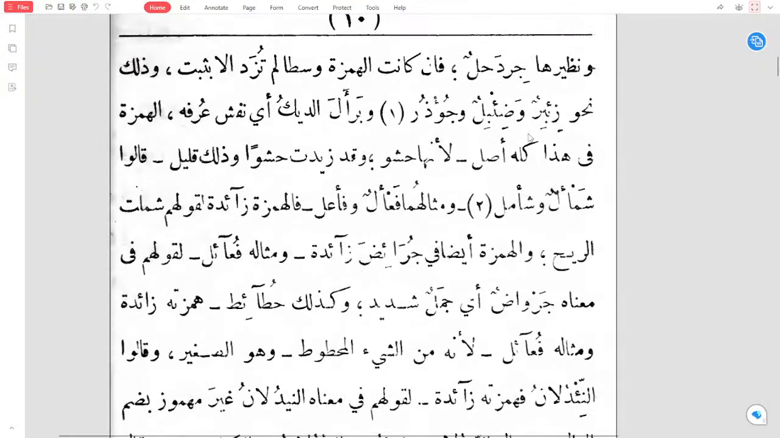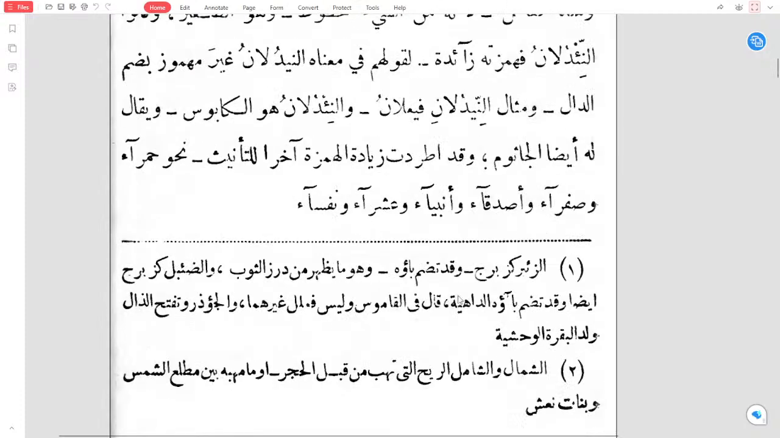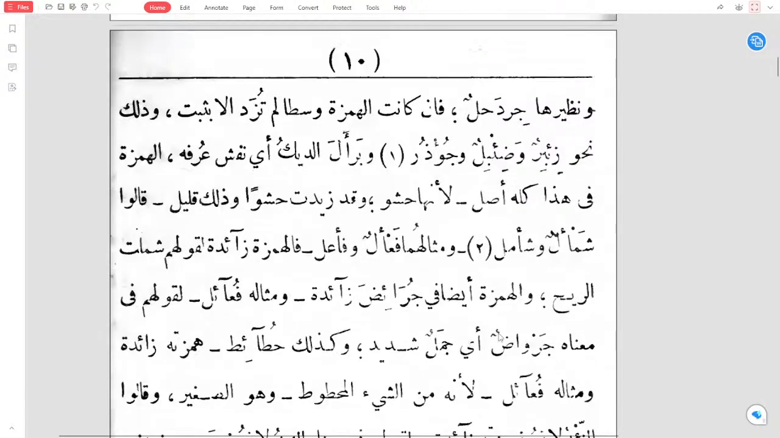ونظيرها جردحل. And the example of إصطبل, a word which has 5 root letters and it is on the same scale with the harakat, is جردحل. What that actually means, I'm not sure. فإن كانت okay, let's see if there's anything on the poem. Okay, I'm not sure what that means. Let's check what جردحل means then.